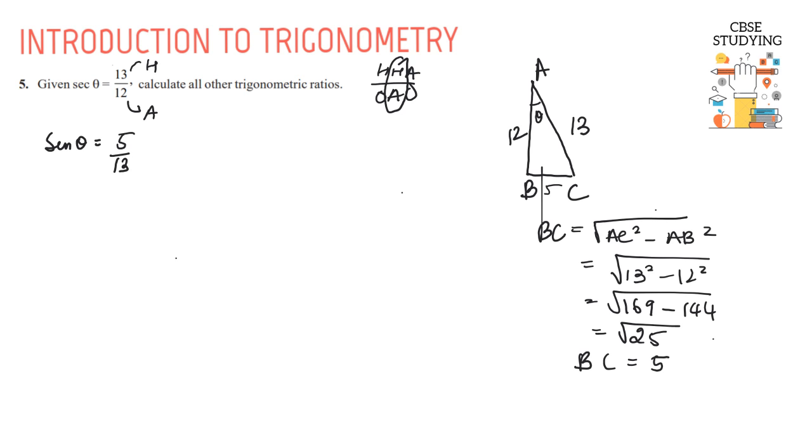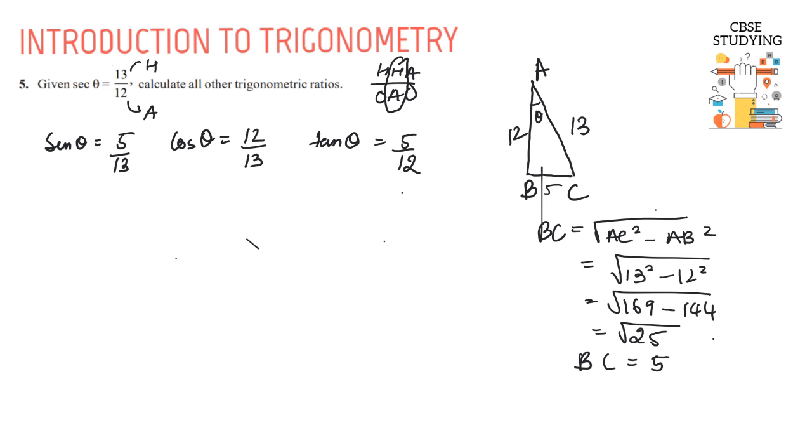Now I'm going to do more directly because now we are in the practice, right? Cos theta is adjacent by hypotenuse. Adjacent is AB, 12, and hypotenuse is 13. Tan theta is opposite by adjacent, correct? So opposite by adjacent is 5 by 12.